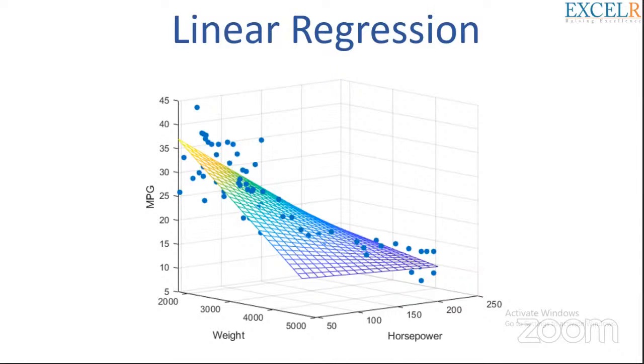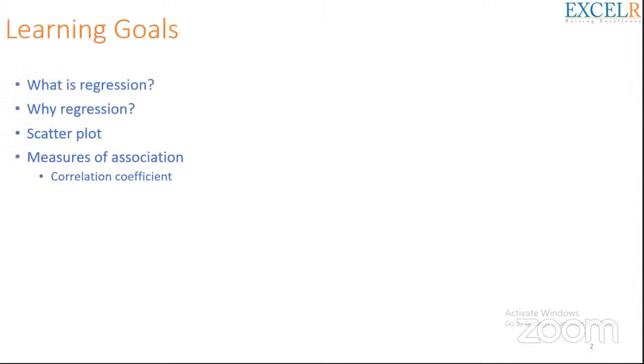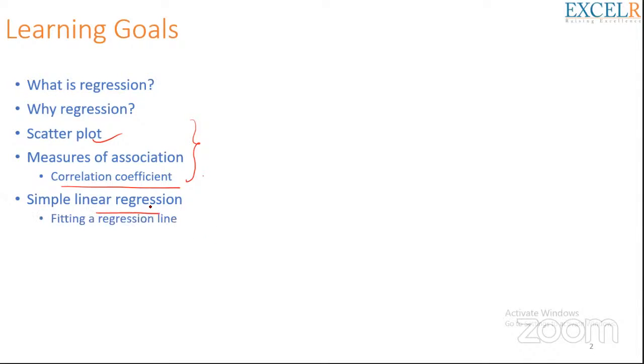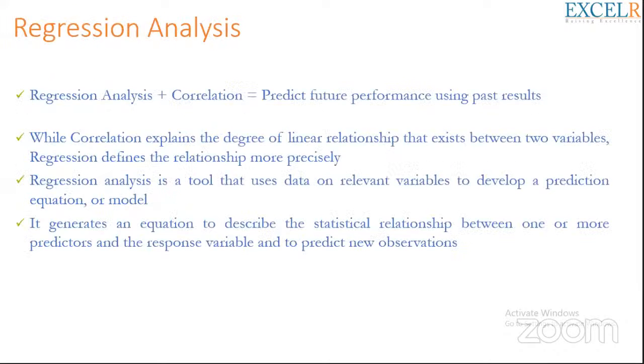Okay, so now let us discuss linear regression. These are the learning goals. What is a regression? Why the regression? Where are we going to apply this regression? We are going to discuss a few use cases, the scatter plot, which we have already discussed, and the correlation coefficient, because these two are very important concepts we are going to use in linear regression, and also in various other statistical analysis as well. Then we discuss the simple linear regression, and then fitting the regression line. These are the learning goals.